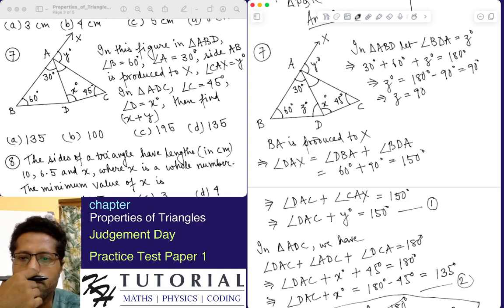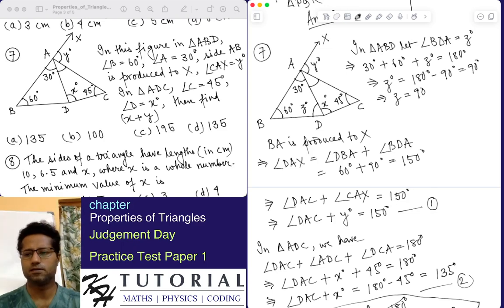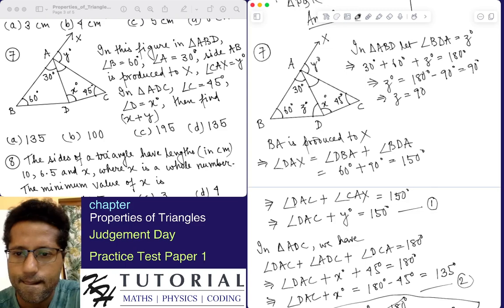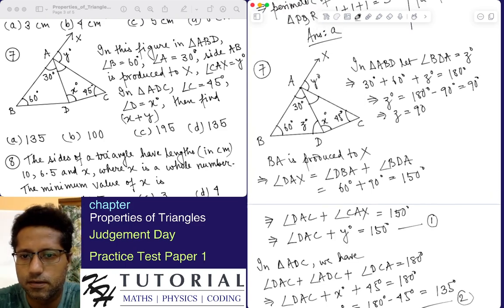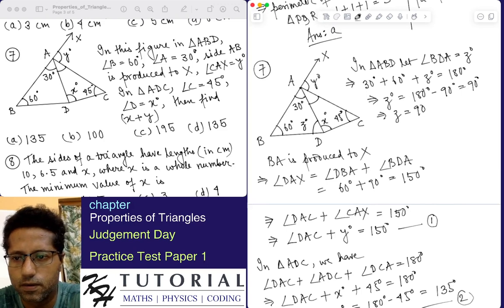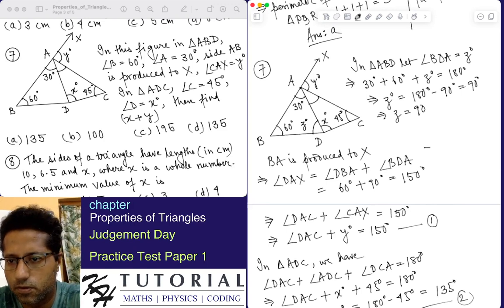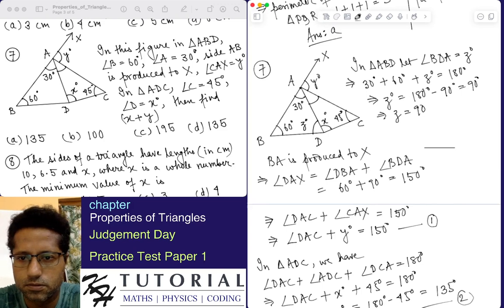This is 45. Now Z we found to be 90 degree. Now if Z is 90 degree, we have found Z to be 90 degree. So if that is the case, then if we can redraw the figure, let's try to redraw the figure. So Z is 90 degree.